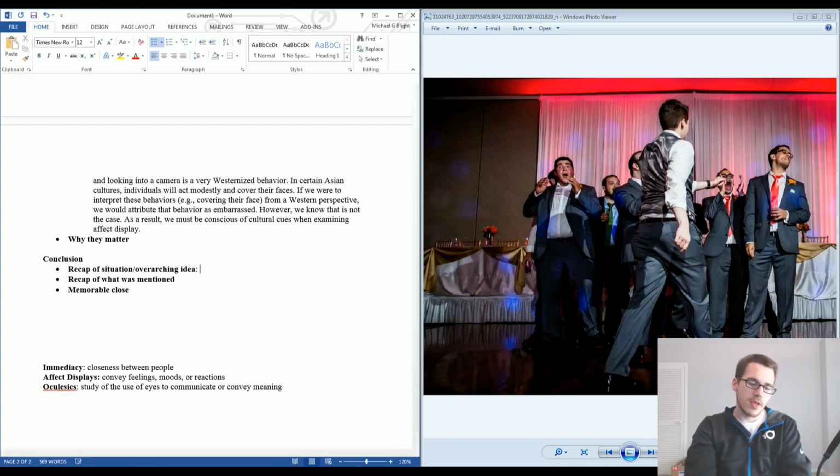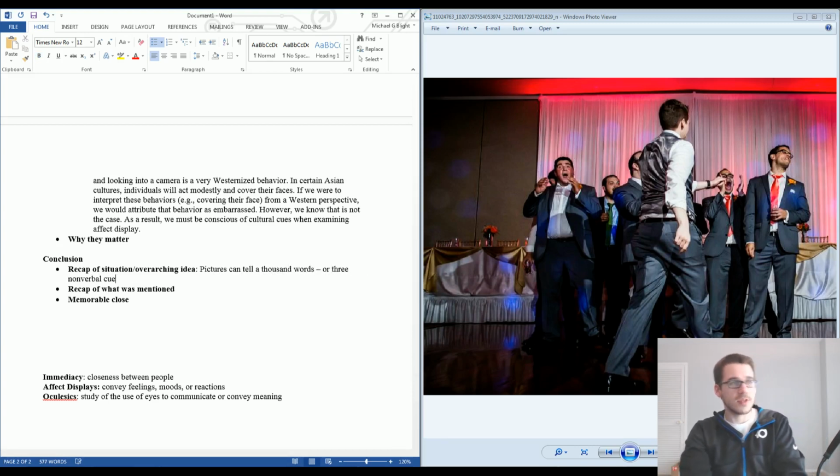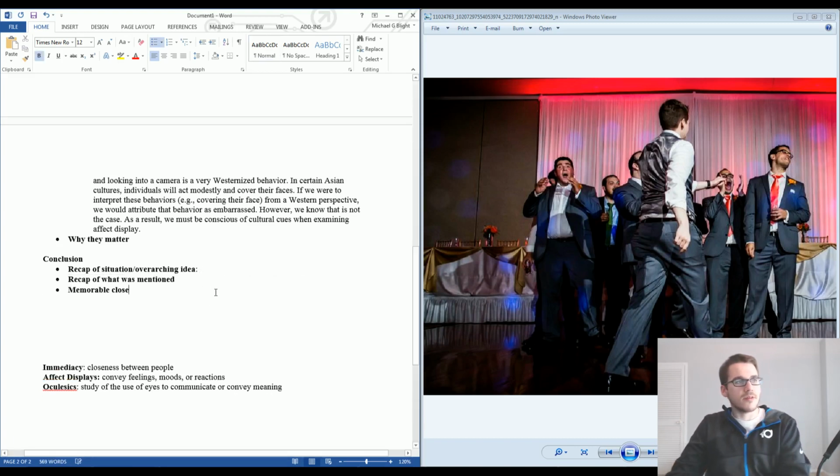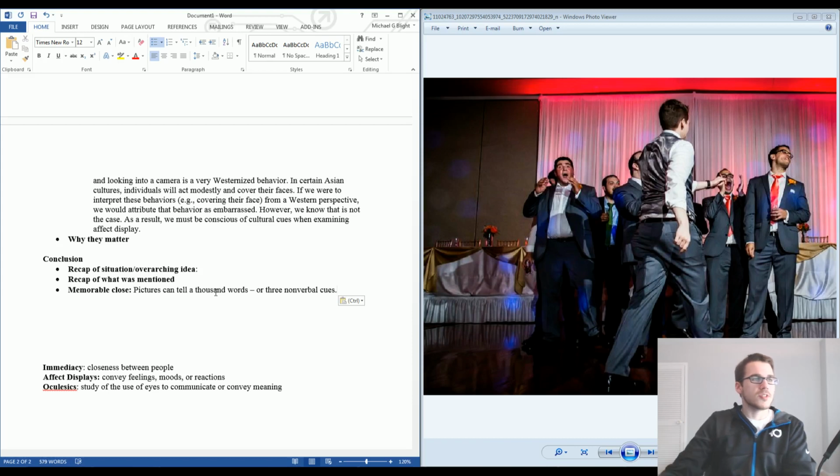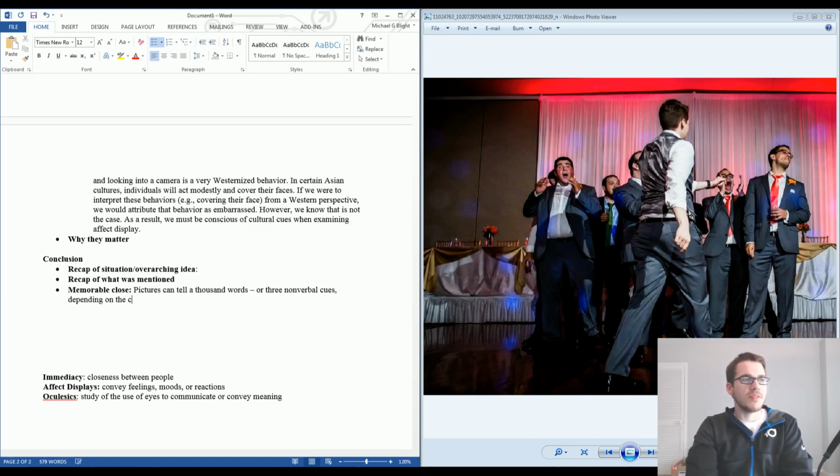So wrapping up, pictures can tell 1,000 words or 3 nonverbal cues. That's probably a better memorable close. We'll just keep it there. Pictures can tell 1,000 words or 3 nonverbal cues, depending on the contextual clues we are privy to. Wow, what a great sentence.